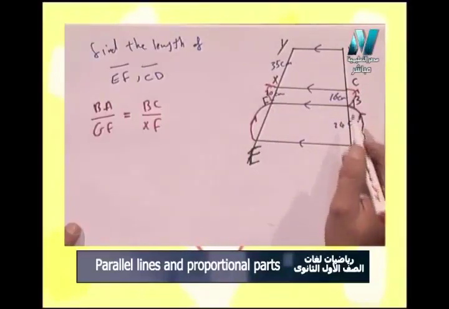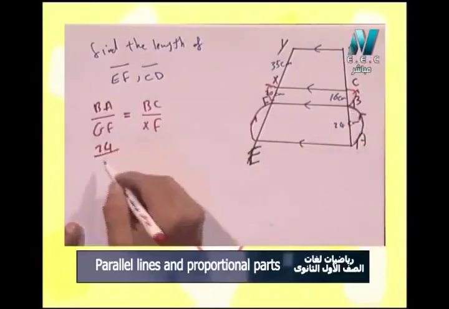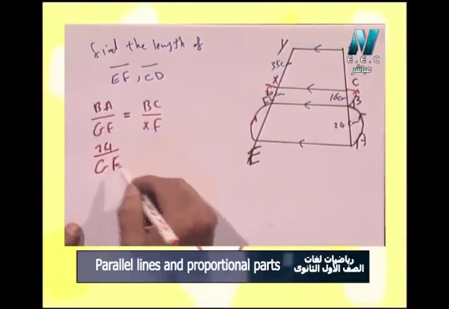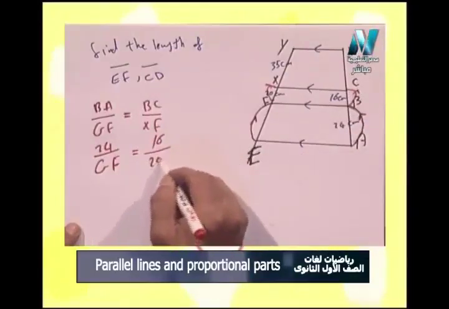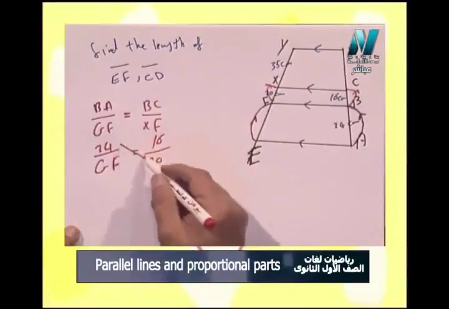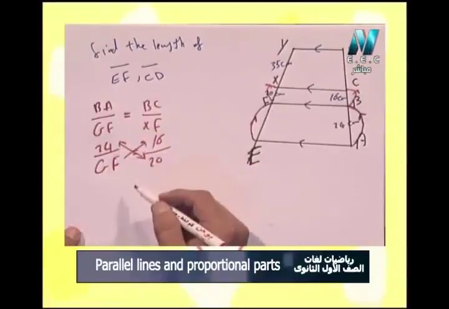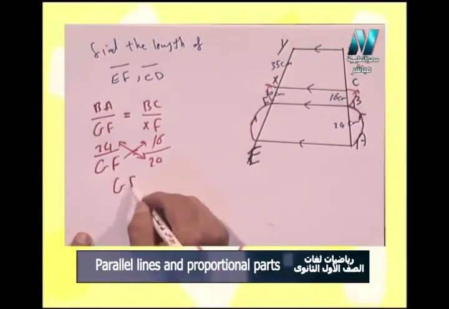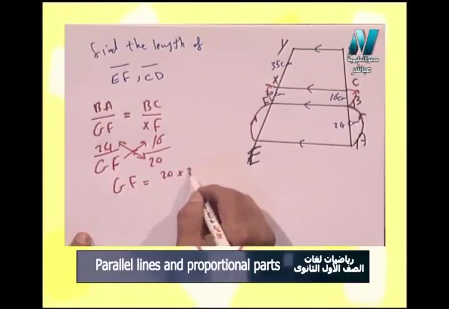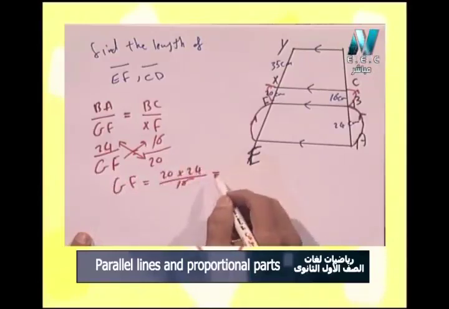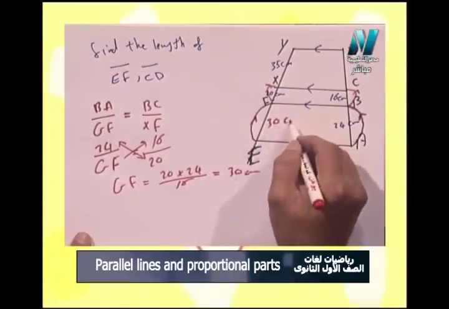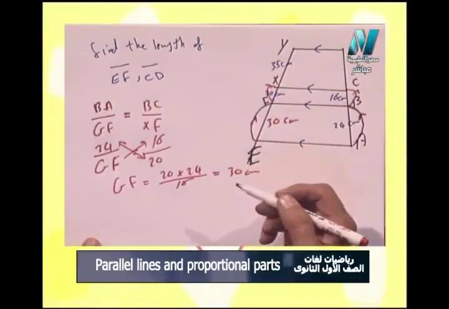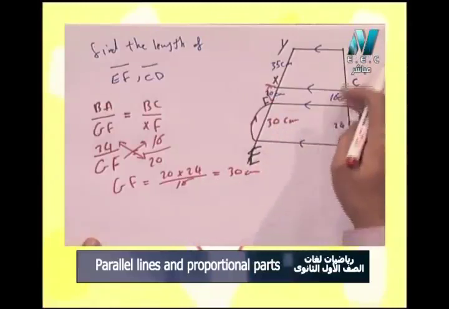If AB equals 24 and GF we don't know its length, BC here equals 16 and XF equals 20 centimeters. So we can use cross multiplication here to find the length of GF, and GF will be equal to 20 multiplied by 24 over 16, and the answer will be 30 centimeters. We can put here 30 centimeters for GF, and we can also use another ratio to find CD.